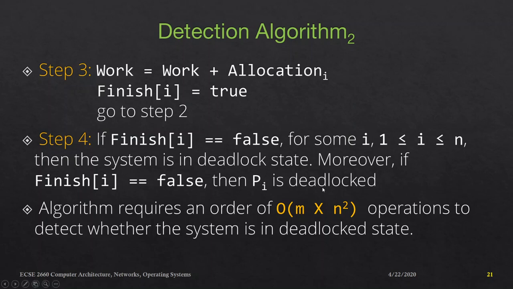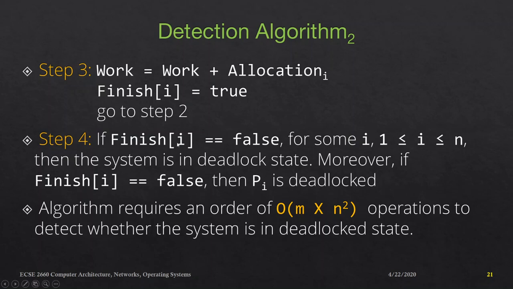So by going through this, if we are able to go through step 2 and step 3 for all the processes, then we are good. If we land in step 4, then we have problems. This particular algorithm will require big O of m times n squared operations to detect whether the system is in the deadlock state or not.